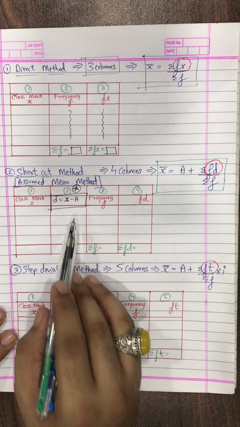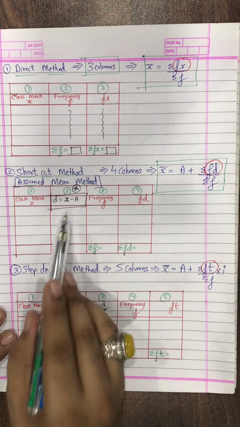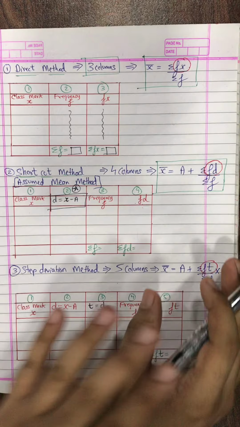We already saw this. And what is A? A is the assumed mean. That's the reason the name of the method is assumed mean. Now I'll explain to you when we will do the sum.